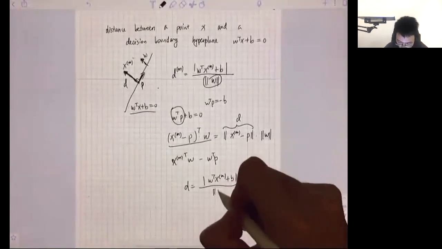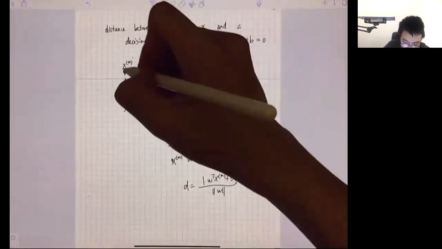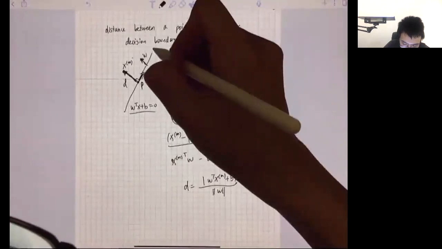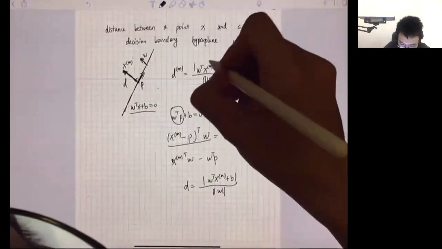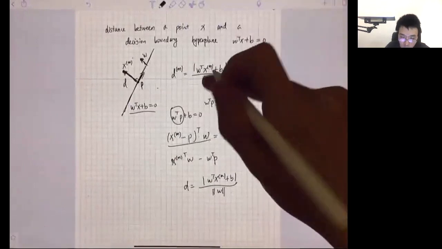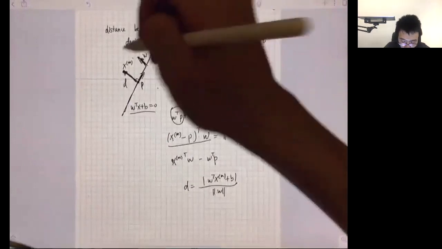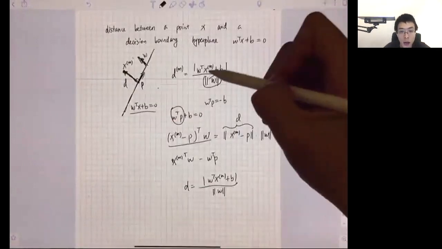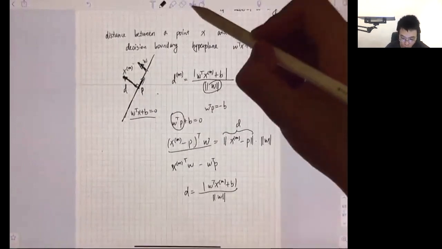Anyway, you just apply some simple geometry knowledge and you will get that the distance from a point to a hyperplane is: you just plug the point into the formula for this hyperplane and you divide it by the norm of W. Because if you increase the norm, it doesn't change the distance, so you have to normalize it by the norm of W. Okay.